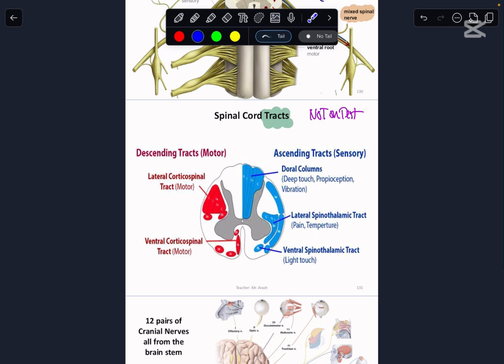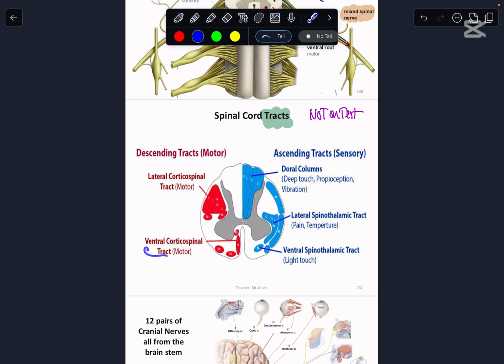Now, the idea is that the spine is nicely organized. So you can see some of the tracts which are related to pain and temperature are all collected together. The ones that are related to light touch are co-localized in the ventral area. The ones in the dorsal area are mostly for deep touch, proprioception, vibration. That's essentially the categorization, a sort of compartmentalization of different tracts in the spinal cord. Same thing for the motor ones, the ones that deal with your corticospinal, the motor ones of this region are called lateral corticospinal.